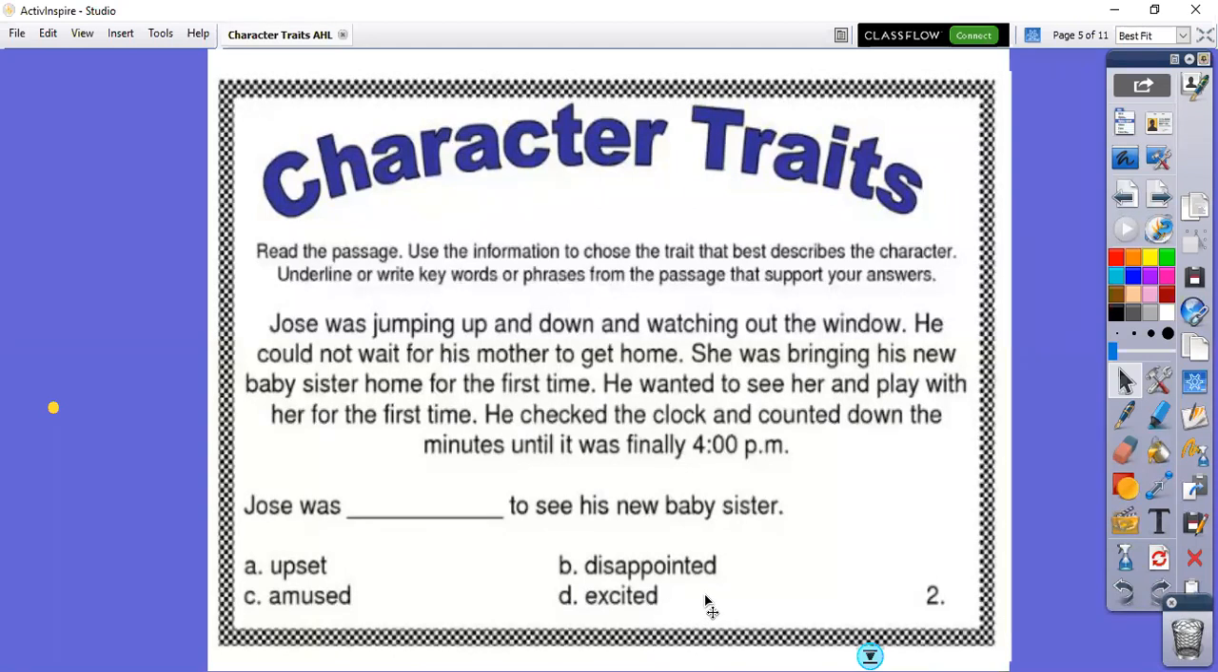What was Jose? Good job, guys. He's excited. How do I know he's excited? What is he doing? He's jumping up and down, watching out the window. Very good, very excited. So what else is he doing? He's checking the clock and counting down to the very last minute. Okay, well, what is he thinking? He thinks that he can't wait to see his mom bring his baby sister home. So yes, he's very excited. So you got to dig deep. What is that character doing? Did the character say anything? What are they thinking? Excellent.